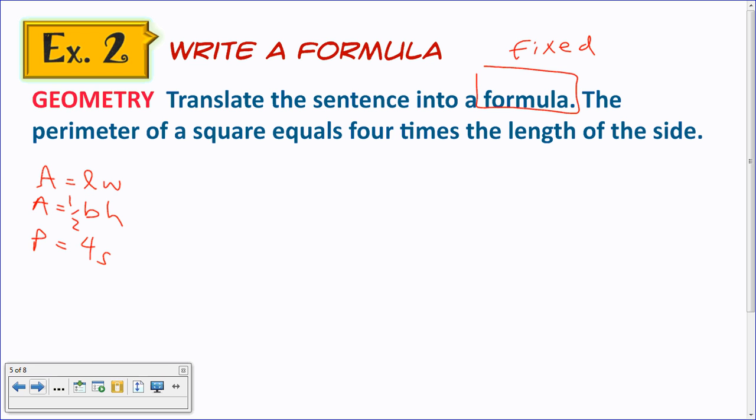Now, if I want to translate here, the perimeter, what would I use for perimeter? Capital P or lowercase p? It needs to be a capital P. Perimeter of a square equals 4 times the length of the side. So what would I put after the 4? L. Now what do I know about a square? All sides are equal. That's why I can just put 1L. Does that make sense? Now that's fixed.